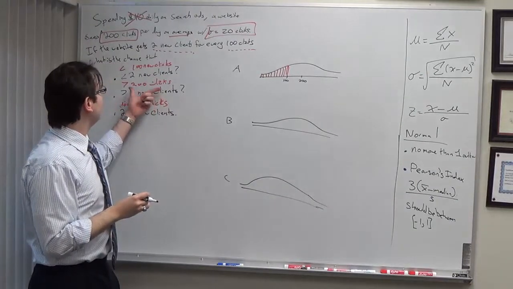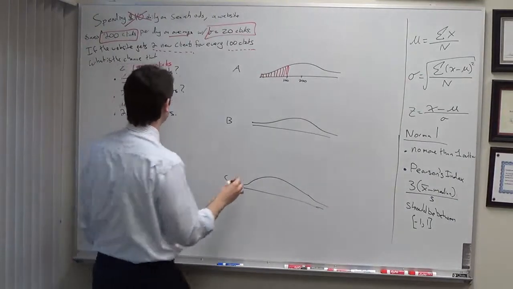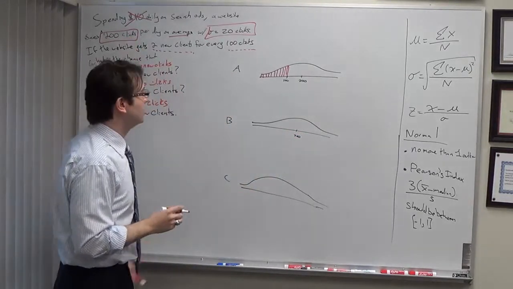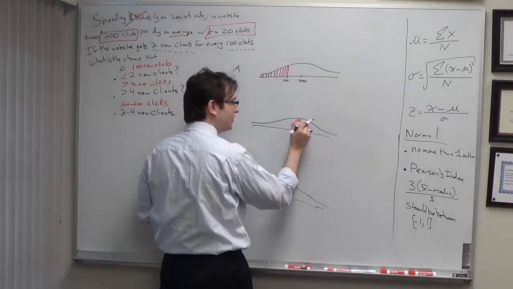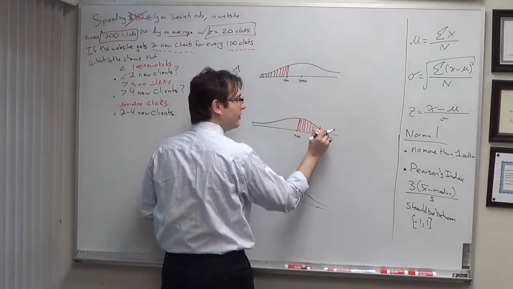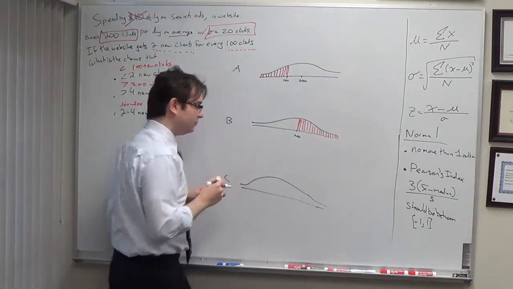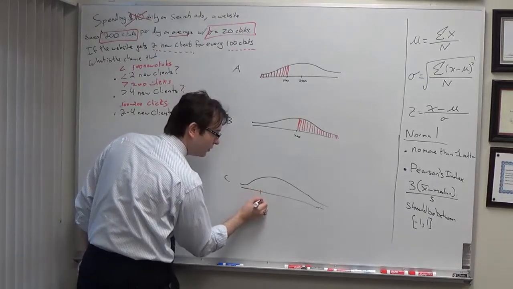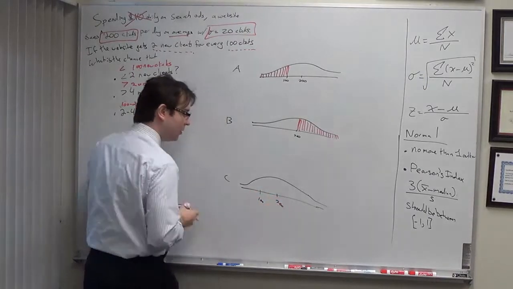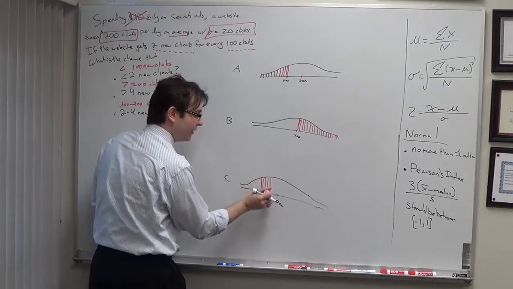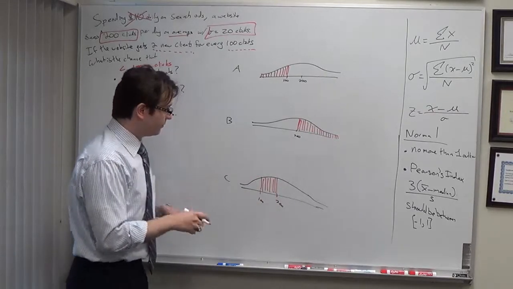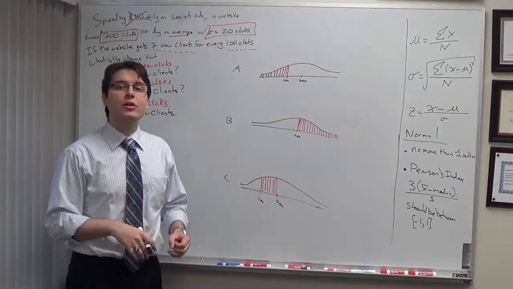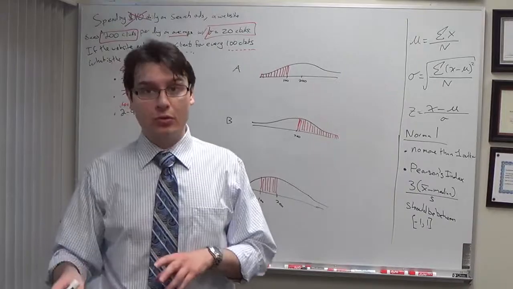For question B, where we're curious about more than 200 clicks, here's the 200 average. That's mu. We're curious about more than this. So we're curious about the shaded area. And lastly, between 100 and 200, we're curious about this area. These are the 3 areas we want to find. To do that, we use z-scores and a normal table.